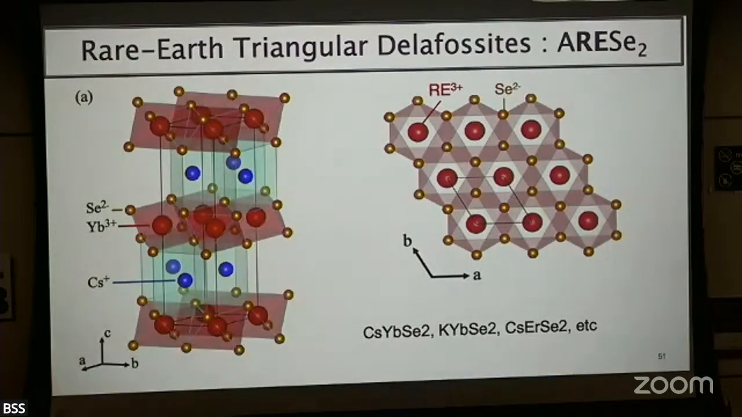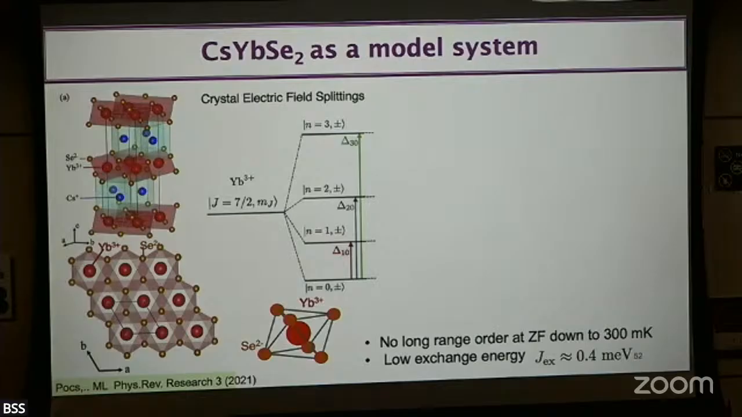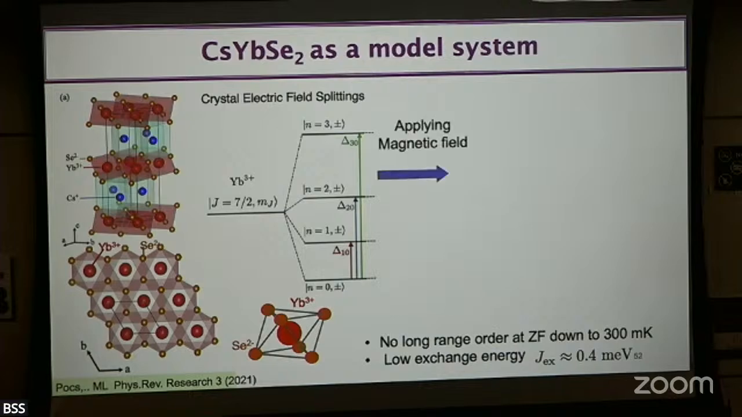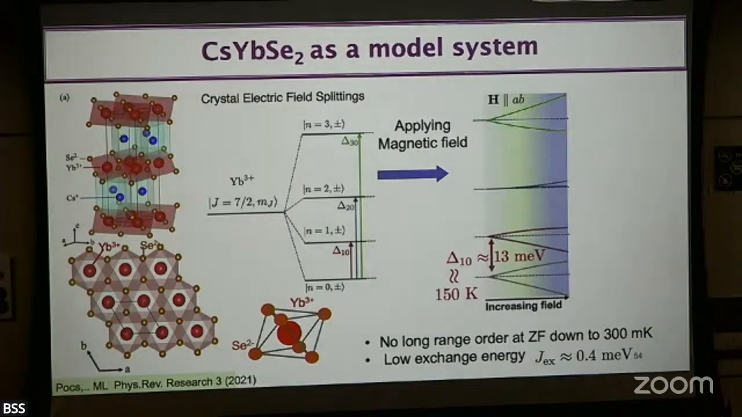We actually studied this with a rare earth magnet, which has a triangular lattice of ytterbium with spin 7/2. This rare earth system has a crystal electric field effect, coming only from the local Coulomb interaction. Your spin state is divided into four states, each of them doubly degenerate. When you apply field, this splits, just like normal Zeeman splitting.